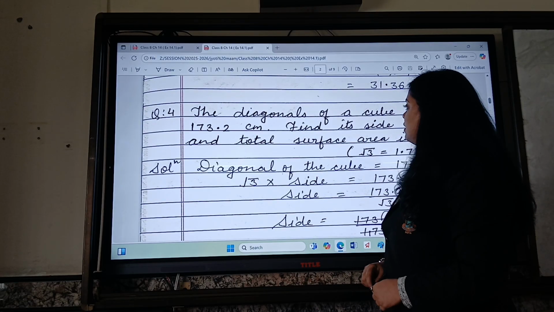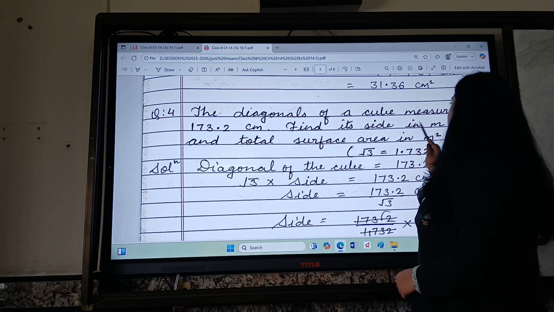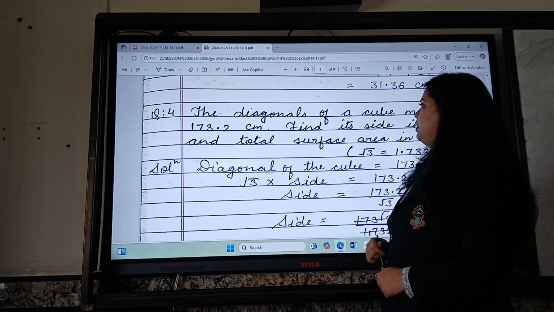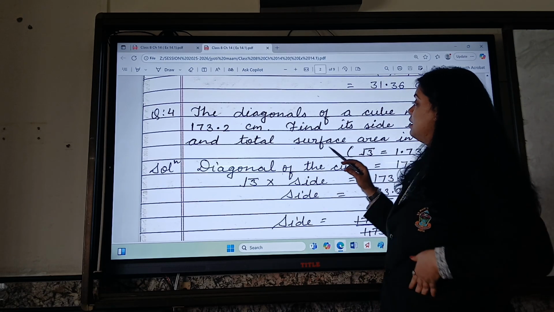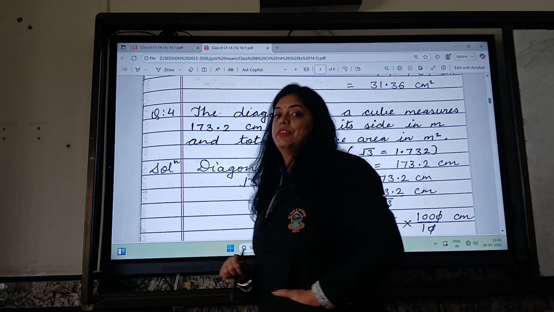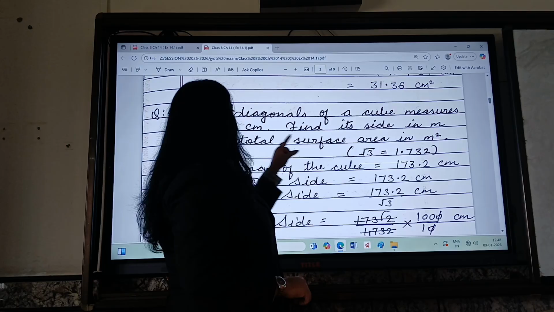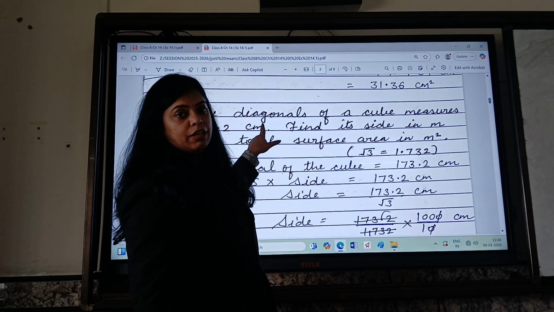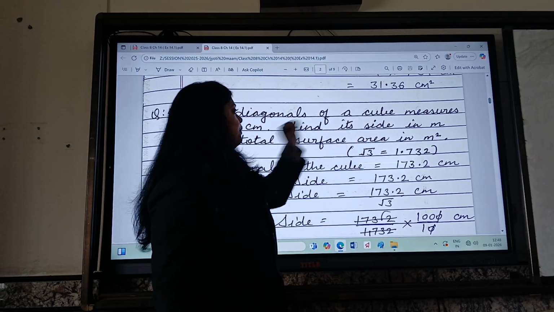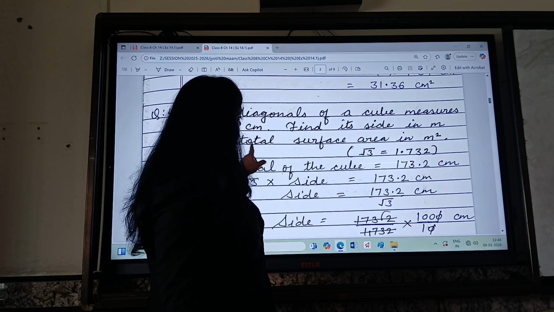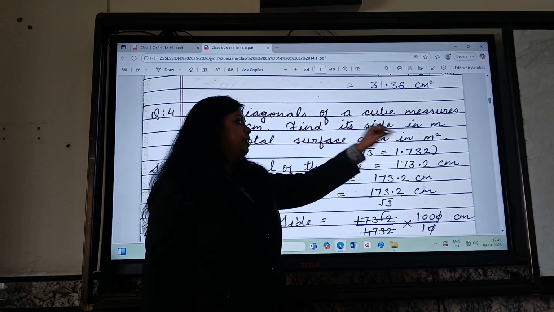Here question is saying the diagonals of cube measures 173.2 centimeter, means cube is having a diagonal whose length is given, and we have to find out the sides in meter. Value is given in centimeter, but answer should be in meter. So what it would be? And another thing, total surface area, answer should be in meter square.